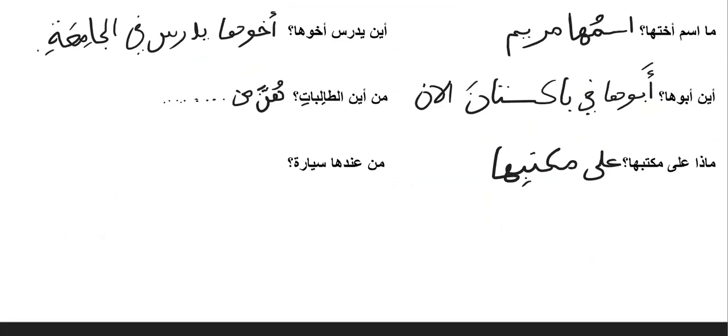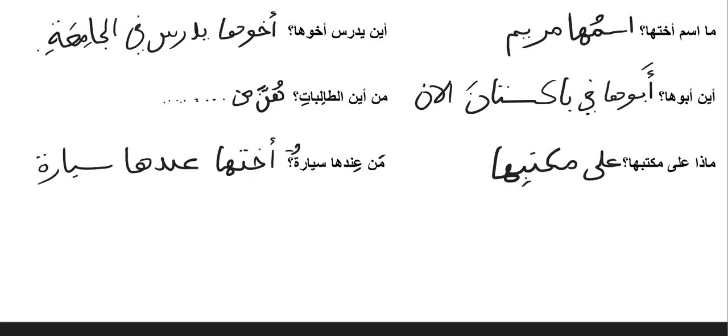And then the last one. So Awais or Ubaid. من عندها سيارة؟ عندها سيارة أختي. So we're asking who has a car. So how would you say her sister has a car? أختها عندها سيارة. نعم. So we say أختها. جيد. أختها عندها سيارة. Or we could have just said أختها and then finished.